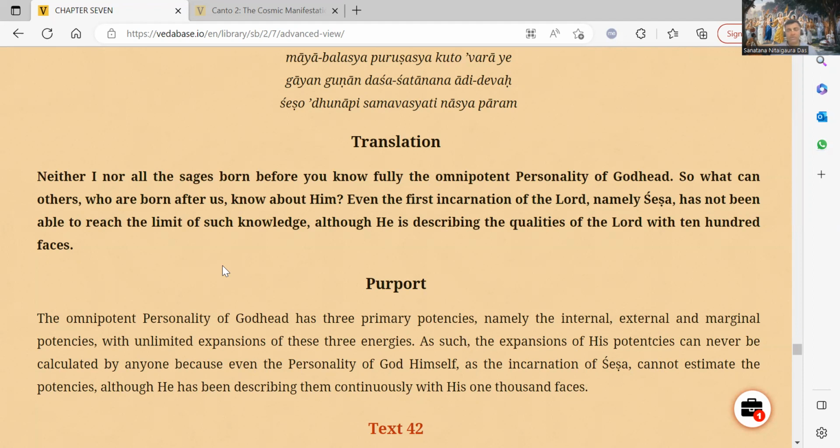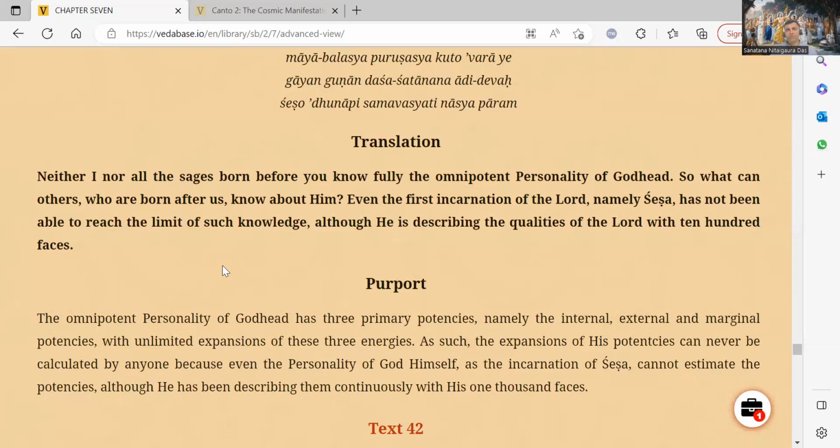We all know. He does unlimited pastimes. We all know. So Anantashesha is using all his different mouths to talk about different qualities and the pastimes of the Lord, and he's unable to finish them, right? So they're ever expanding. So someone actually goes to the Lord and says, I can talk about all your glories. Lord says, really? You can talk about all my glories?